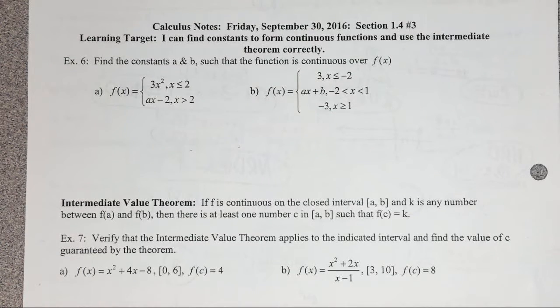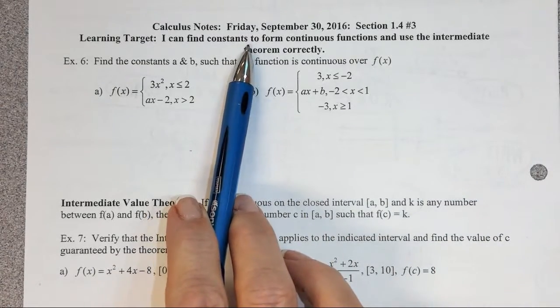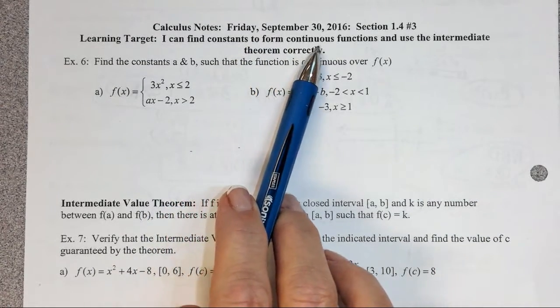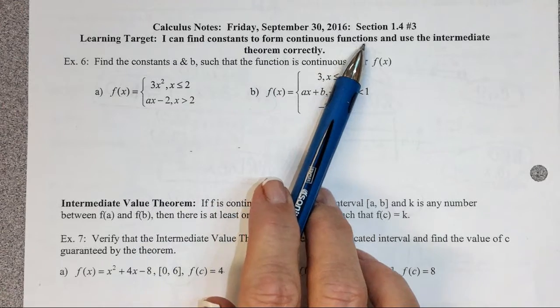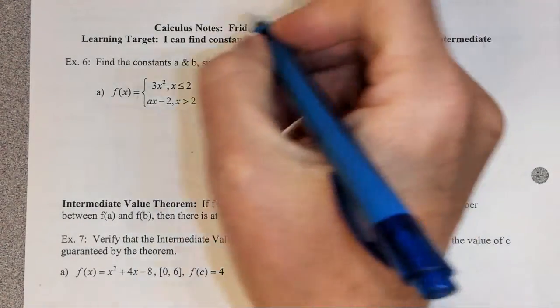Right, so looking at section 1.4, number 3 notes. Our learning targets for today are that we want to be able to find constants. The constants we want to find should be able to form a continuous function. The other thing we want to be able to do is to use the intermediate value theorem correctly.